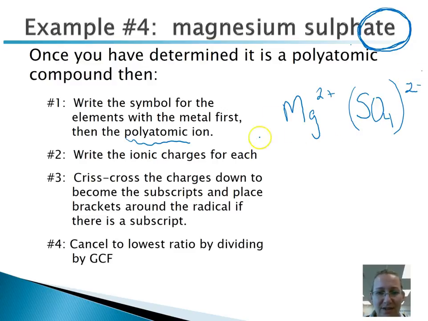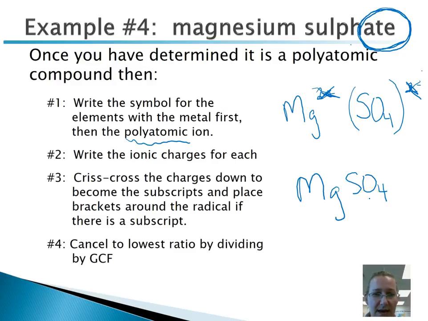Now, in this case here, I don't really need to cross and drop them because I can see +2 and I can see -2, and I know that these will cancel each other out. So MgSO4. Now, notice in this case, I didn't have to put the brackets in because there's only one of these sulfate groups, and you shouldn't put brackets in this case. You're just going to leave it as MgSO4. So that is what a polyatomic compound is. That's how to come up with their formula, and that's how to name them.